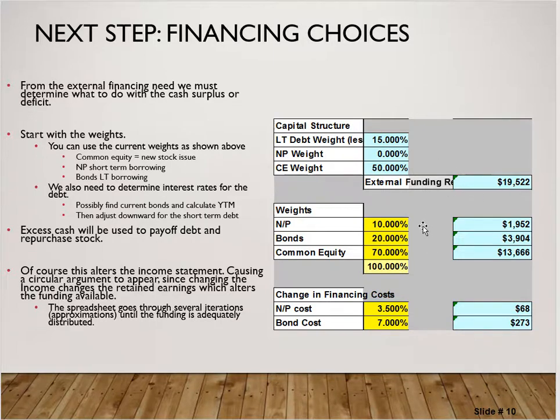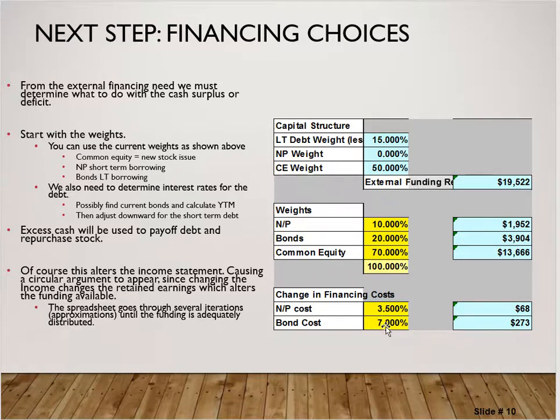Now again, we need to make some decisions. How do we want to finance this $19,000? We want to do it 10% in short-term debt, 20% in bonds, and 70% in equity. So if you add these three things together here, that's our $19,522. We do have to determine what the costs of interest are going to be on this newly acquired debt that we're getting.